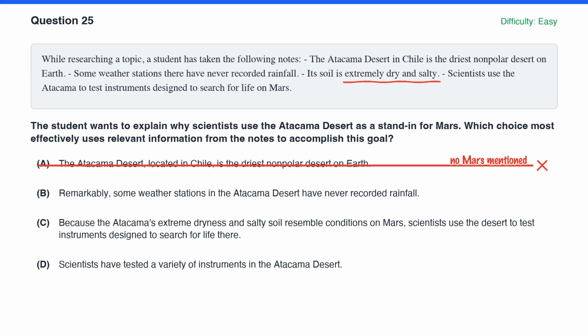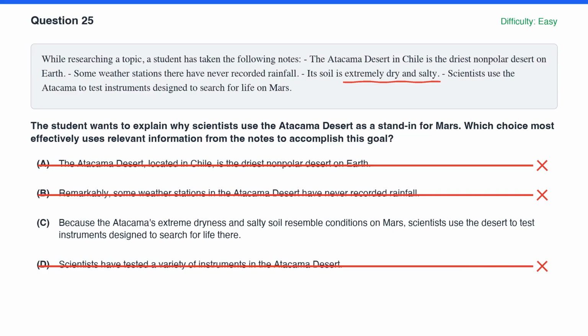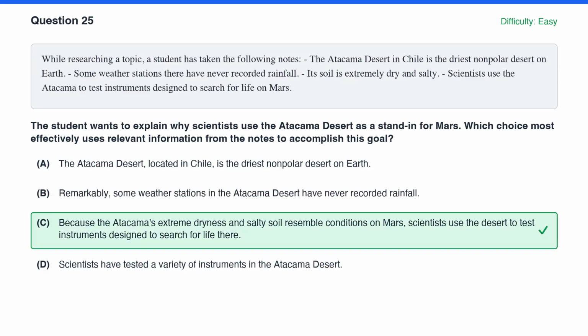Cross it out. Choice B highlights the rainfall record, a striking fact that still ignores the Mars purpose. That one's gone. Choice D says instruments were tested but gives no reason why. Strike that too. Choice C connects the dryness and salt that resemble conditions on Mars. Choice C is right because it ties the Atacama's Mars-like dryness and salty soil directly to the goal, testing instruments meant to find life on Mars. The takeaway: a synthesis answer must fulfill the stated goal, not just state a true fact.